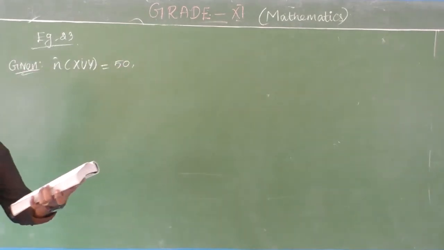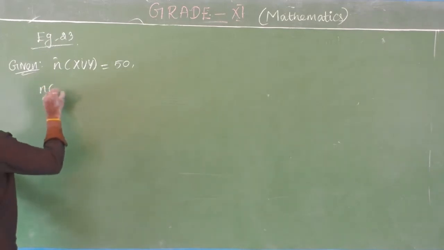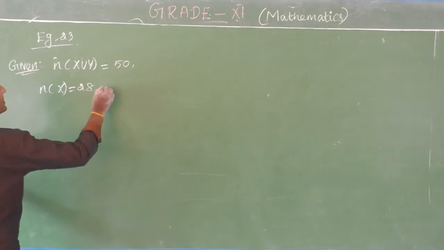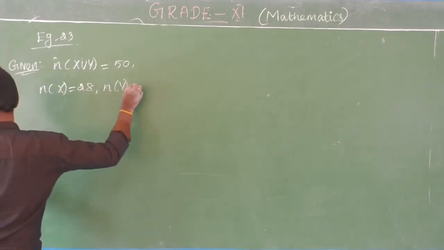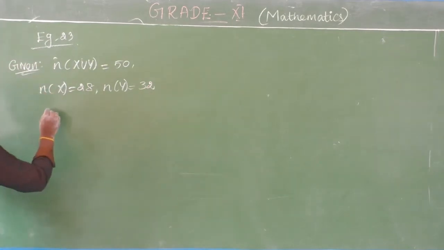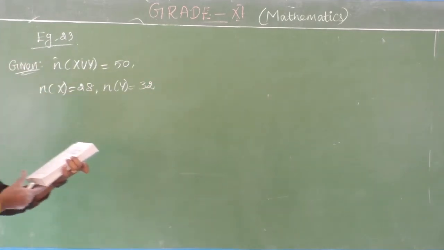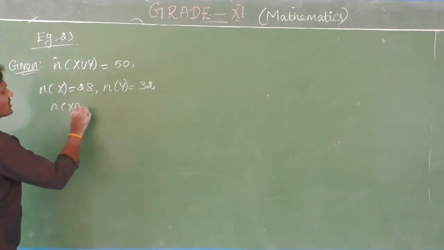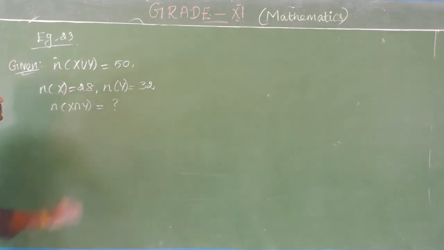n of x union y is how many elements? 50 is given. Then x has 28 elements, so n of x equals 28. Then y has 32 elements, so n of y is equal to 32. Then what is the question asking? How many elements does x intersection y have? That is n of x intersection y, which is equal to question mark.